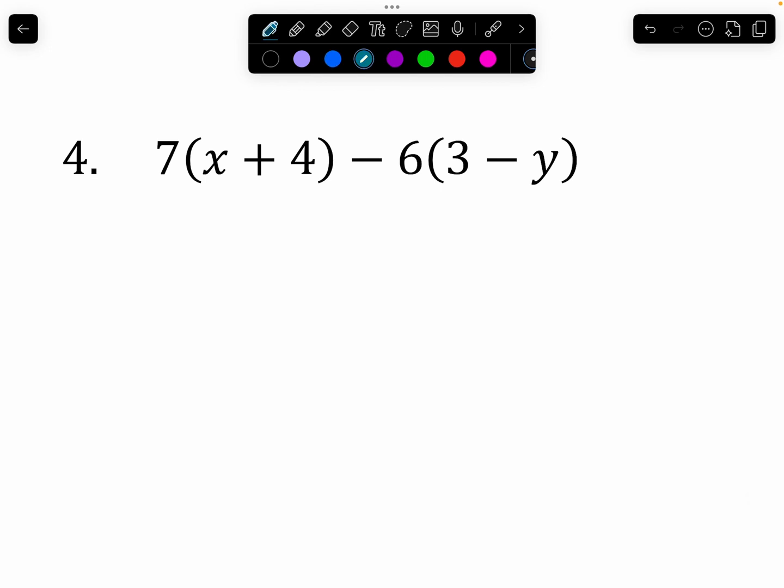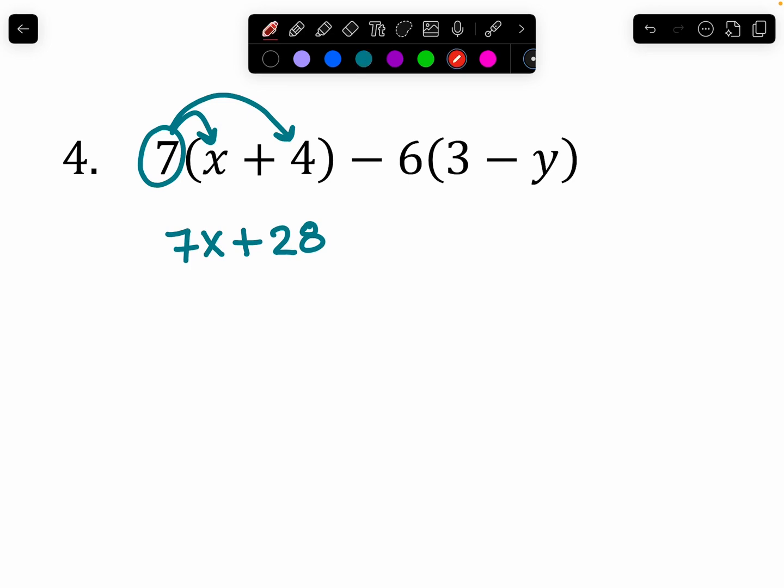Okay, now we have something that looks like this. I actually have 2 different distributive properties that I'm doing here, okay? This 7 that's in front is going to get multiplied only by what's in the parentheses that the 7 is touching. So the 7 is only touching the parenthesis that contains x and +4, so I'm only going to focus on distributing the 7 to those 2 terms. So 7 times x is 7x, and then 7 times 4 is a +28.